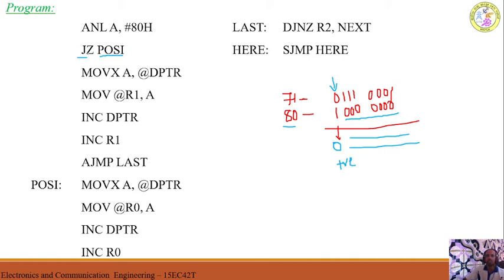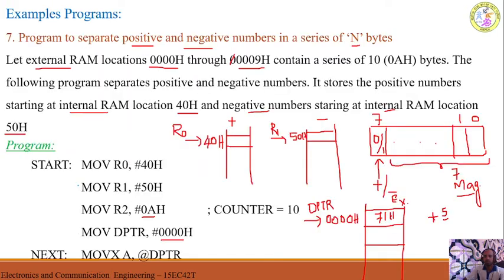JZ, what will it do? It will check the content of the accumulator, whether the accumulator content is 0 or not. Now what is the accumulator content? In this case accumulator content is 0. So if accumulator content is 0, it means that the number is a positive number. So if the number is a positive number, what we need to do? We need to store that number in the memory location 40H. From here we need to store.